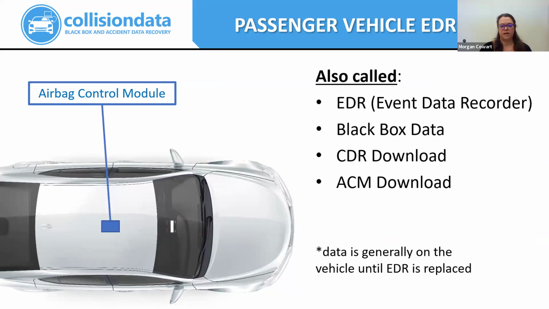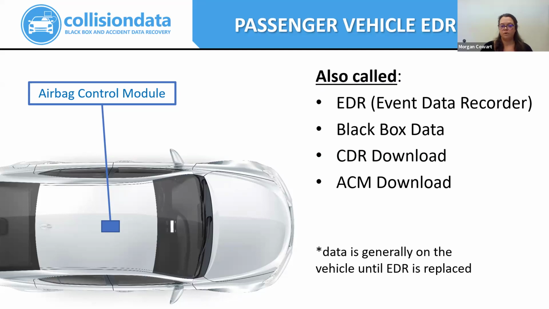And as Will just stated, an airbag control module has many different names. It can be called an EDR, black box, CDR, or an ACM. And the data from these modules are typically stored in the vehicle until the EDR itself is replaced. So if the airbags did not deploy during the accident and it happened 5 years ago, we could go download that vehicle and potentially still get data from 5 years ago.